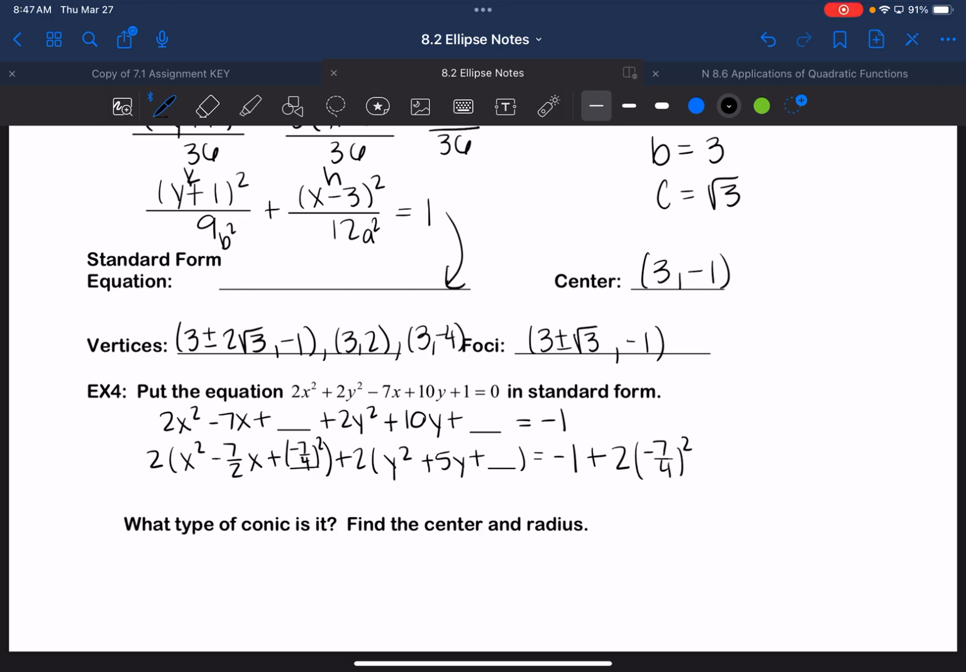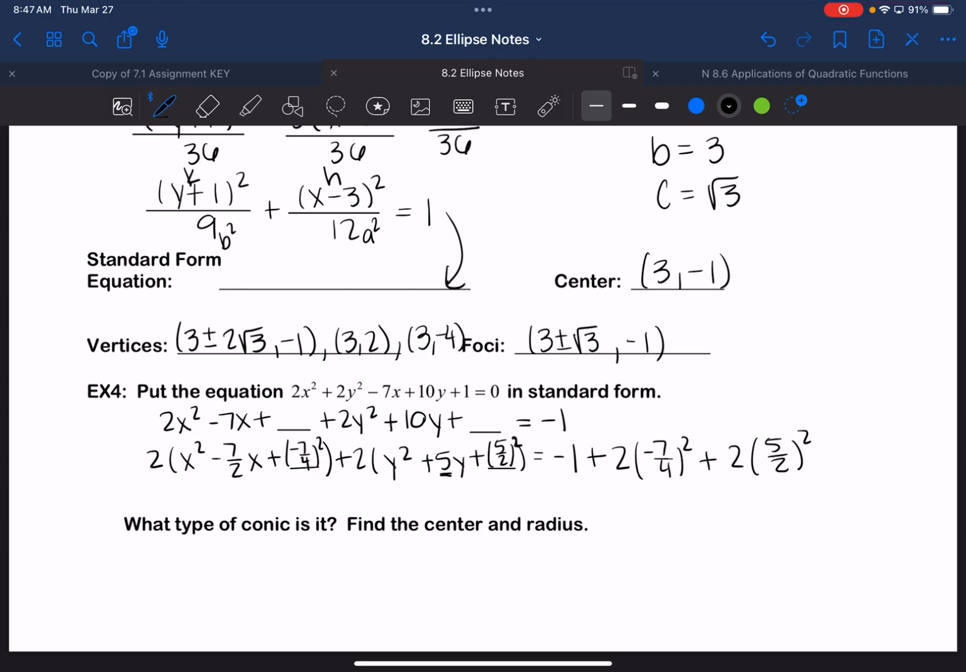For my other blank, this term is a 5. Half of 5 would be 5 over 2, right? So in the blank, I'm going to put 5 over 2 squared. And then I want to add the same thing over here. So 2 times 5 over 2 squared.